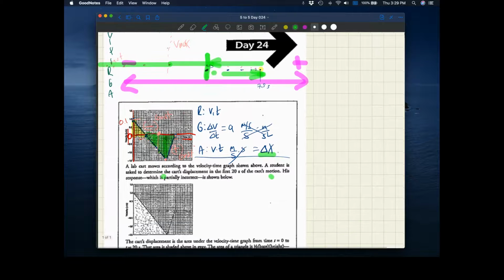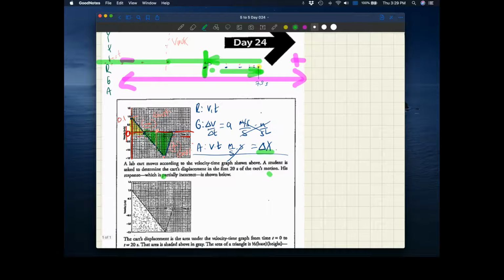So now it moves according to the graph shown above. A student is asked to determine the cart's displacement in the first 2 seconds of the cart's motion. His response, which is partially incorrect, is given below. So let's check this out before we get confused by the student.